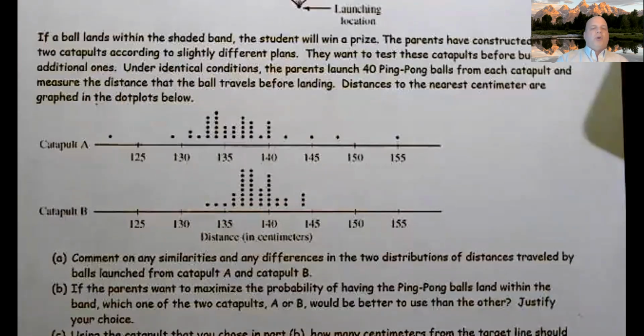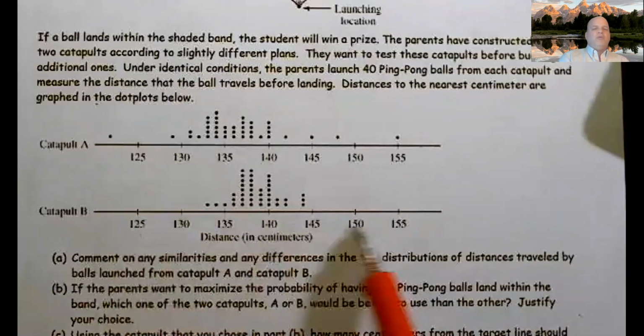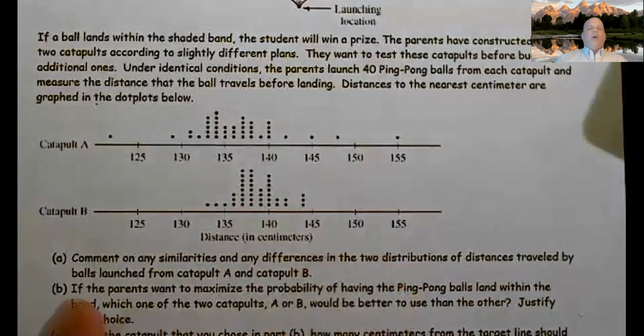So we have catapult A with the distribution that looks like this, and catapult B with the distribution that looks something like that. The one thing that stands out to me more than anything else is that catapult A is spread out substantially more than catapult B. Other than that, they're reasonably symmetric.